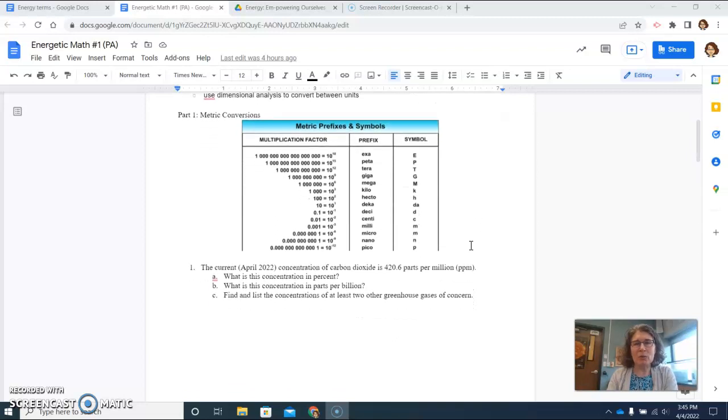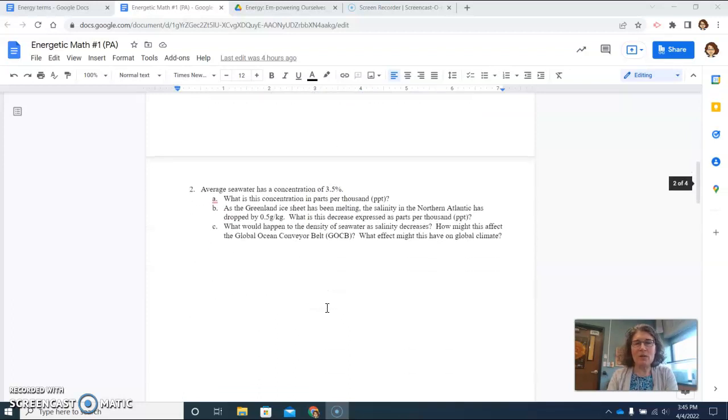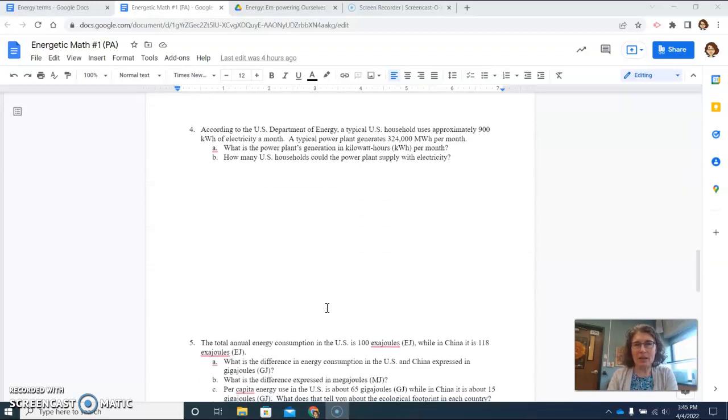So I'm going to take you through an example of how to set up a problem like problem number 1, and then also how to set up a problem like problem number 4. So we'll do that one at a time, starting with problem 1.